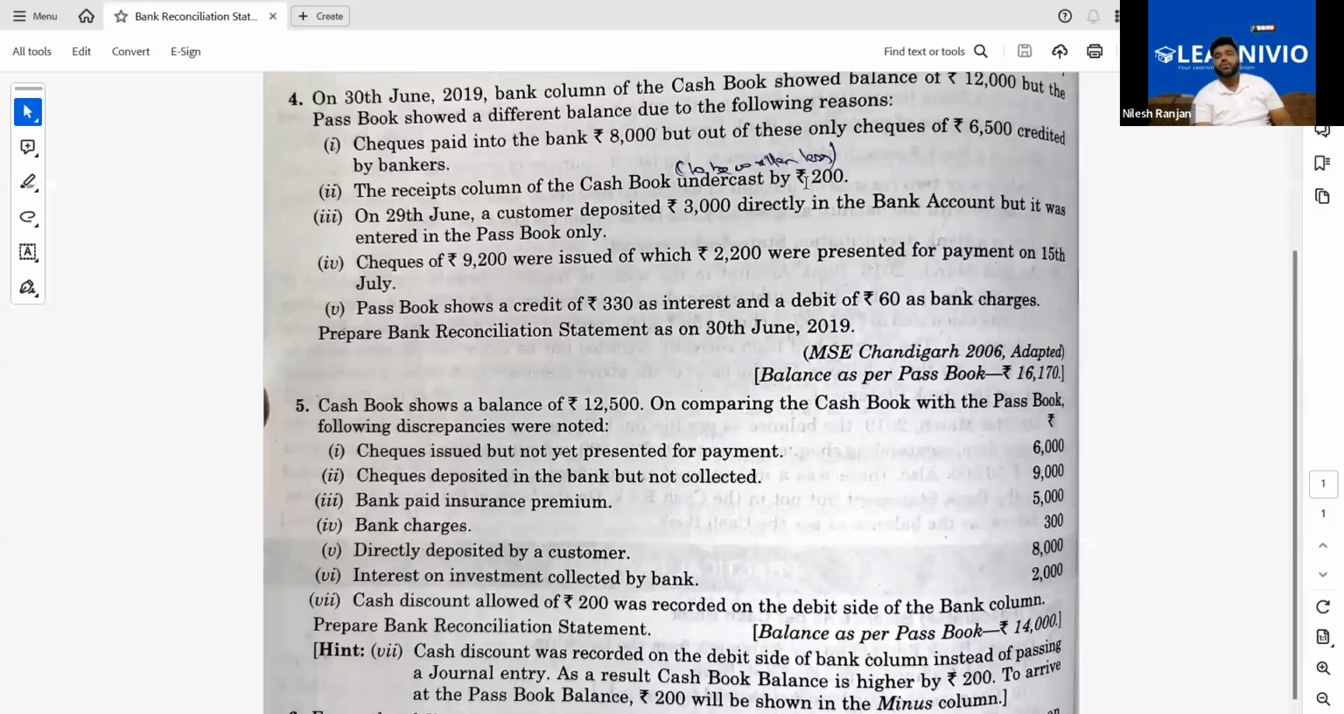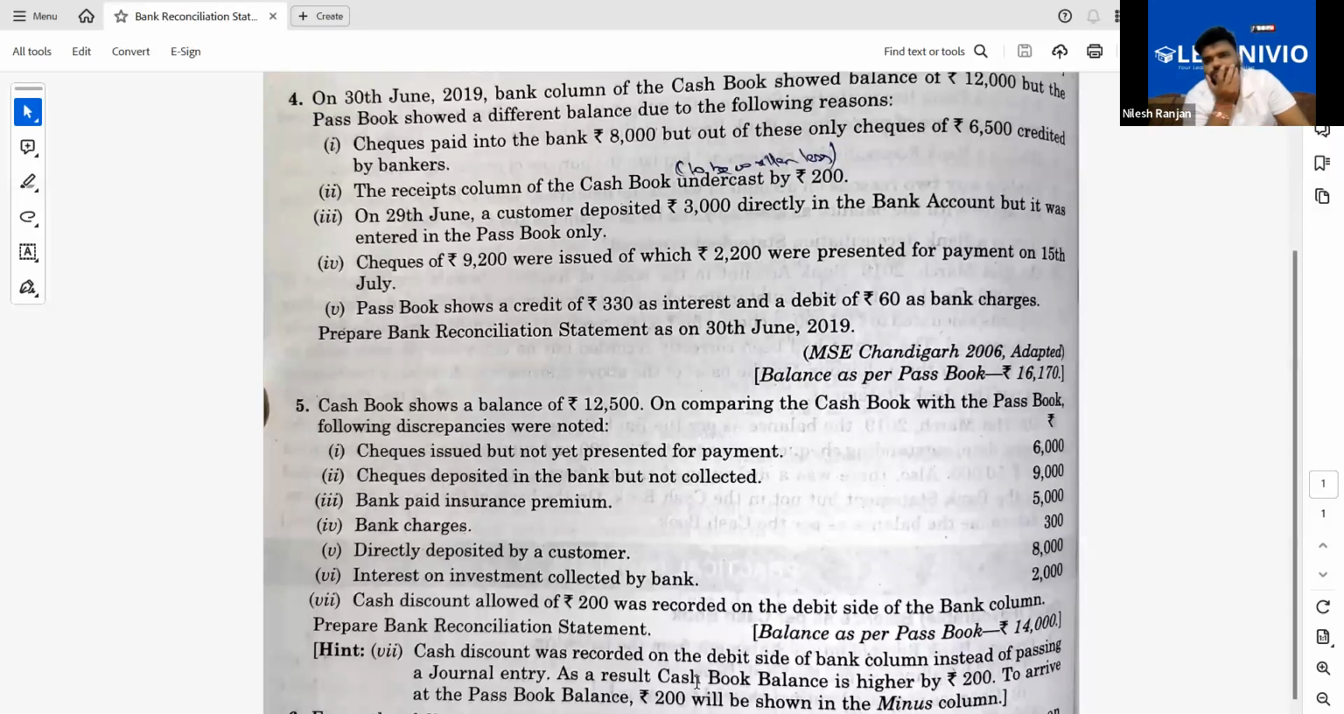So our cash book is increased by 8,000. Our passbook increased by 6,500. So how much difference will there be? 1,500. So there are two options: either decrease the cash book by 1,500 or increase the passbook by 1,500. But we started with the cash book, so we have to adjust only the cash book balance. So the cash book will decrease by 1,500. Understood?